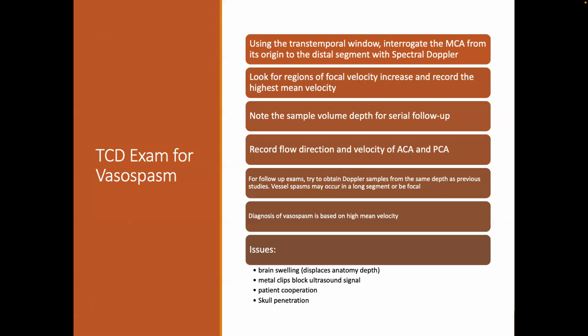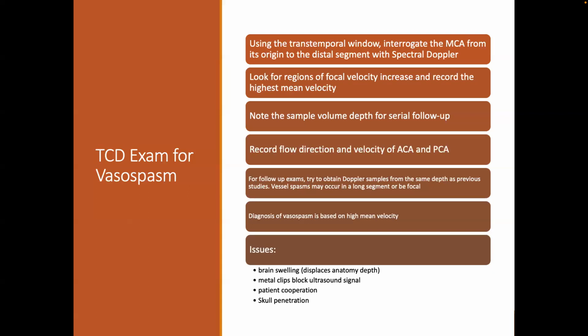So for a transcranial Doppler exam, what you want to do is locate the MCA. So you're going to use that transtemporal window. Look for velocity increases and record the highest mean velocity. A diagnosis of vasospasm is based on the high mean velocity. So you want to make sure to record the sample volume depth for subsequent studies, because you want a Doppler at the same depths on following studies.